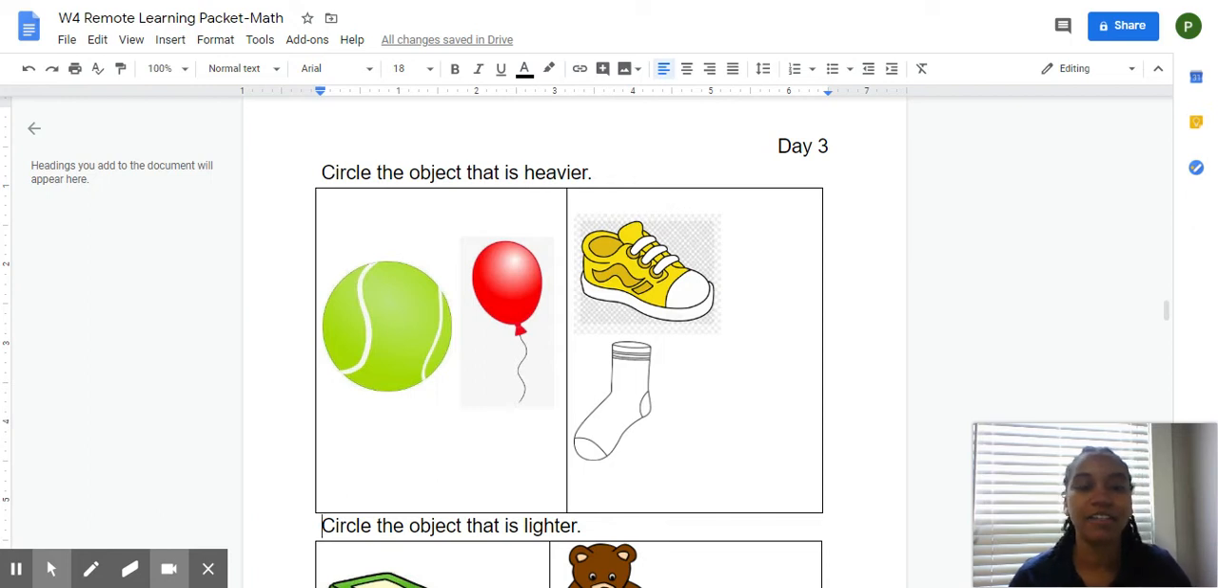Hey kindergarten, today we're going to be continuing talking about measurement. Yesterday we talked about the length of something. That is how long or short something is. Today we'll be talking about weight.